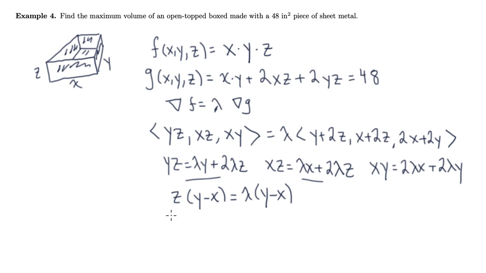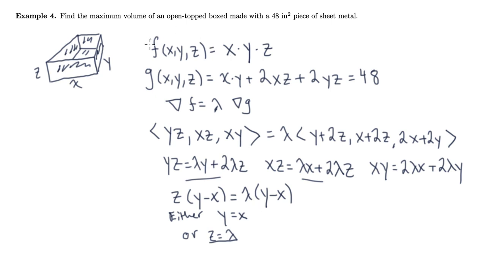And so looking at this equation, either one of two things is the case. Either y equals x, in which case both sides of this equation are 0, or z is equal to lambda. But z equal to lambda is going to be a problem. Because let's look at this equation up here. If z is equal to lambda, this is xz and this is xz, and this is 2z squared, I can subtract this. I get 2z squared is equal to 0, or in other words, z must be 0.